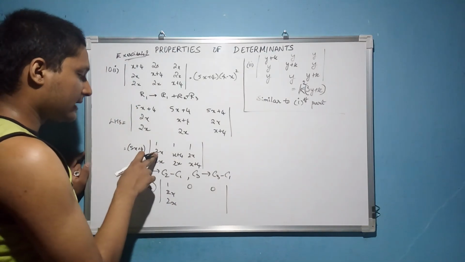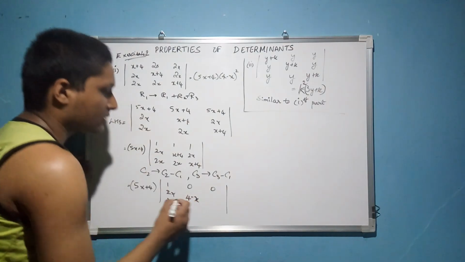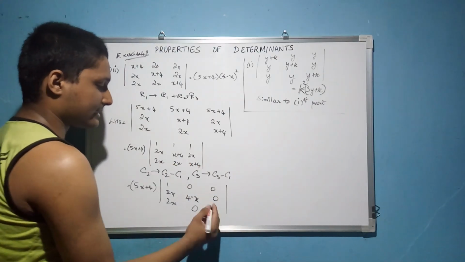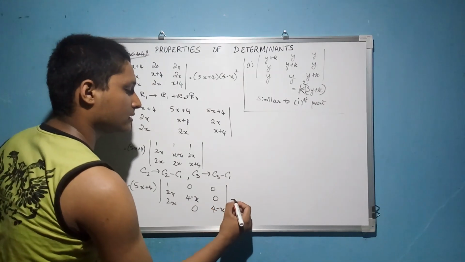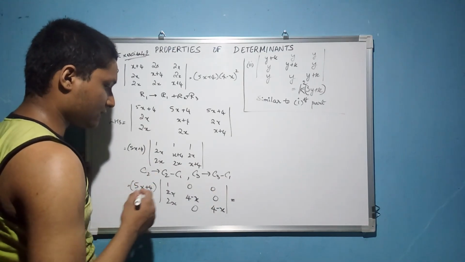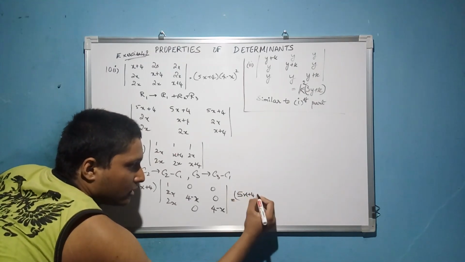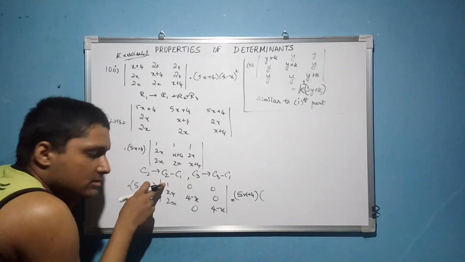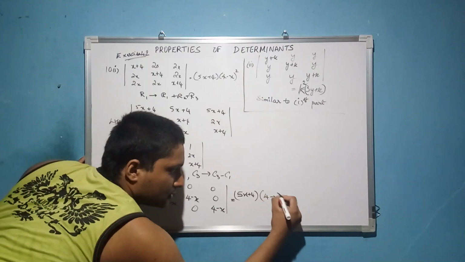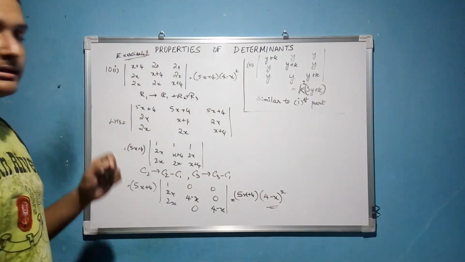Then you have x plus 4 and 2x. That is x plus 4 minus 2x comes to be 4 minus x. 2x minus 2x is 0. 2x minus 2x is 0. x plus 4 minus 2x again comes to be 4 minus x. Okay, this is so direct. Expand using the first row. If you expand using the first row, 5x plus 4 is already there. After expanding with the first row, 1 is there. So 1 into the determinant of this, that is 4 minus x whole square. That is RHS.